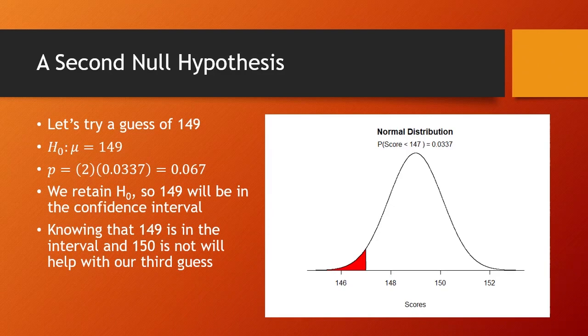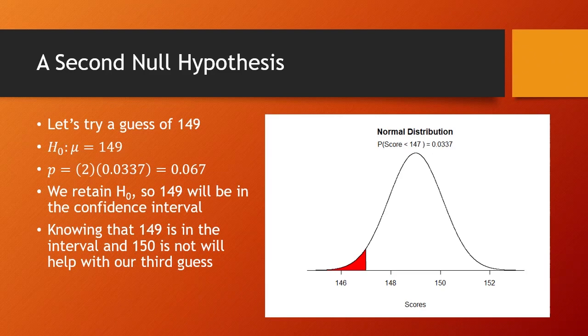This time, the probability of having a score less than 147 when the sampling distribution mean is 149 is 0.0337. If we multiply that by 2, that's 0.067. This is above our alpha, our type 1 error rate of 0.05, so we retain the null hypothesis of 149. 149 will be in our confidence interval because we retained it. Now, knowing that 149 is in the interval and 150 is not is going to help with our third guess.